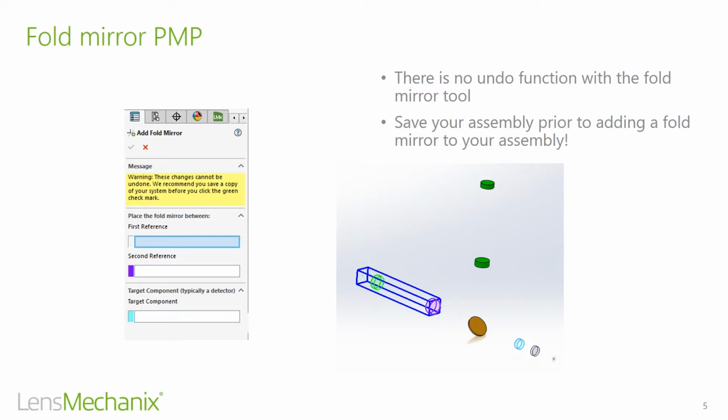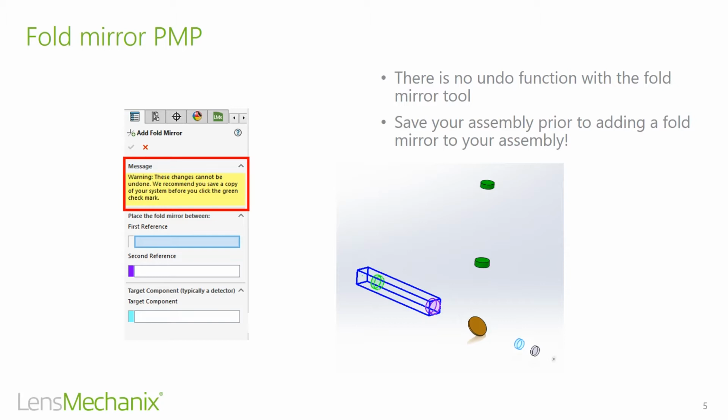The entire function of the Fold Mirror tool is controlled by the PMP that will appear after the menu option is selected. When you see the PMP appear, the first thing to notice is the warning message. It is important to note that the undo function does not work on the fold mirrors added with this tool. Therefore, we strongly recommend that you save your assembly prior to adding a fold mirror to your system.